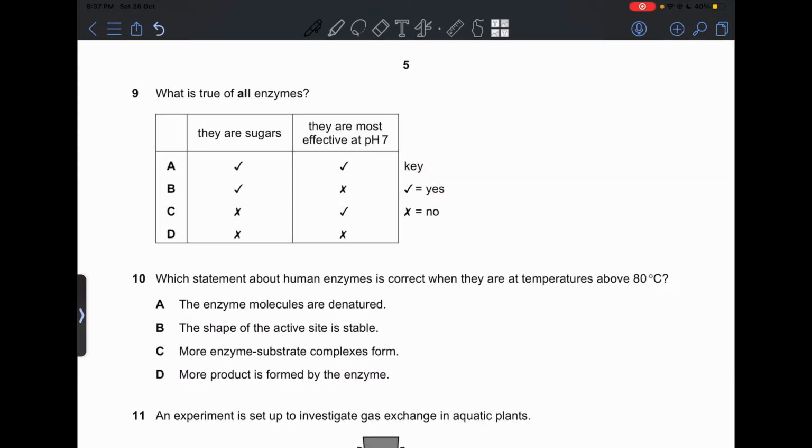Number 9, what is correct for all enzymes? Of course, they are not all sugars, and not all of the enzymes are most effective at pH 7, because we have enzymes like trypsin that are present in our stomach that work at very acidic pHs such as pH 2 and 3. So our answer is going to be D.